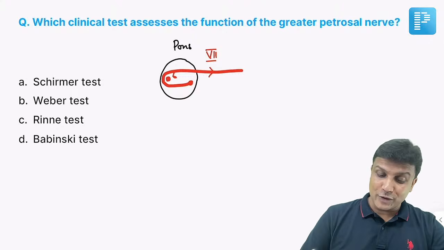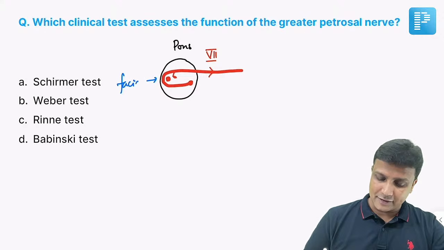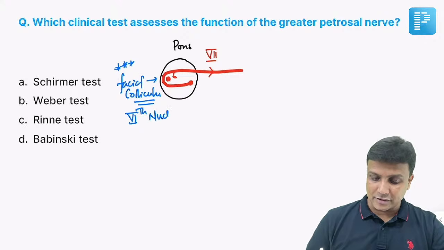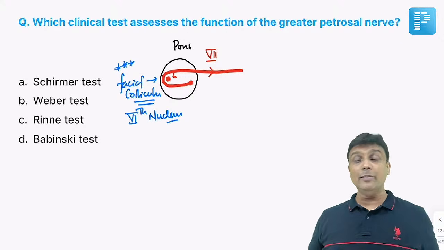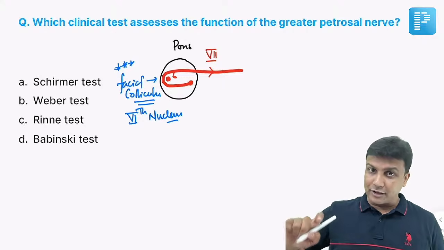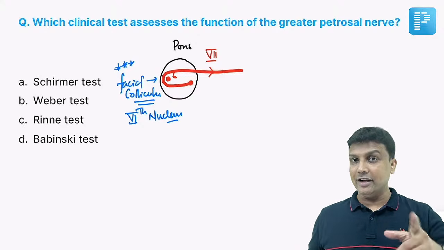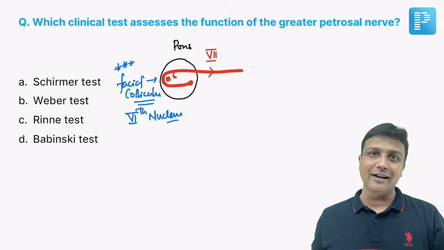And wherever it is going to take a turn here, यहाँ पर एक elevation form होता है, इसको हम facial colliculus कहते हैं. This topic is also extremely important for your INI-CET exam, sir. Facial colliculus will be formed due to which nucleus? Remember, 6th nucleus, not the 7th nucleus. Why the name is given as facial colliculus? Because the facial nerve is going to take a turn around that one. Understanding? So remember, many a times in your INI-CET exam, they have given a question regarding this one.